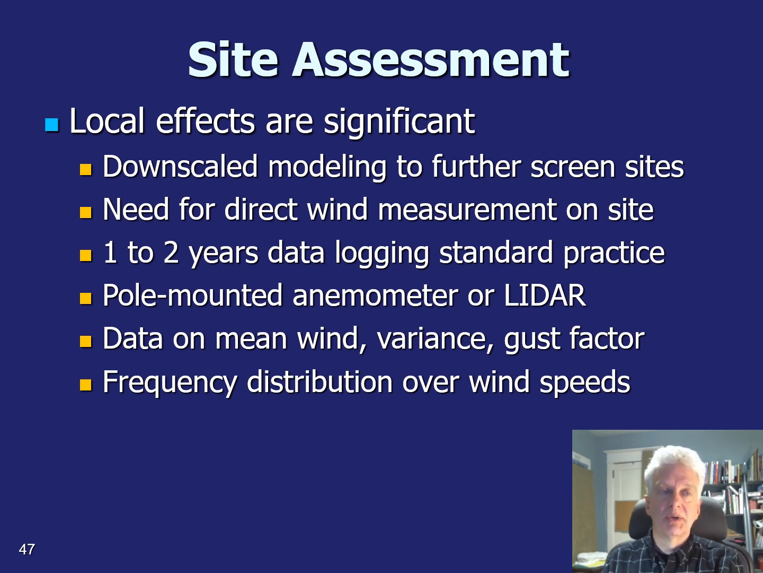So you'd take 1 to 2 years of data logging, and often these would be done with either an anemometer or a LiDAR system. You collect data on the mean wind, the variance, and the gust factors, which, as we saw, had an effect on the productivity of a wind farm. Then you create a frequency distribution over wind speeds. That gives you a basis for saying what you can expect to produce with a wind turbine there.